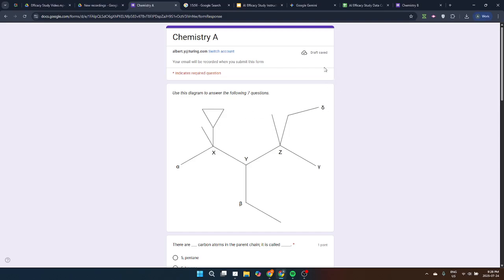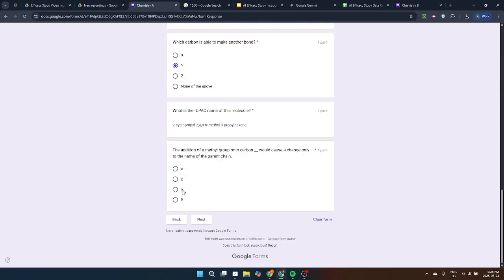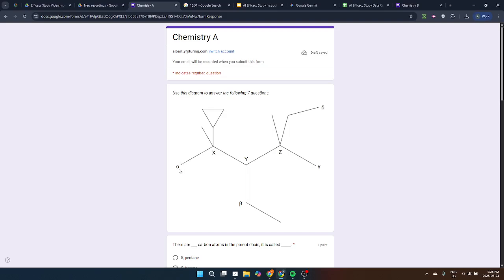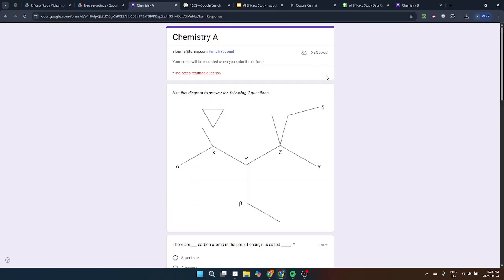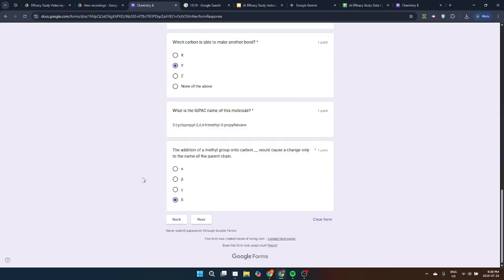I think it would be delta, because if you change it on alpha, then it becomes a question of which one is the first carbon, and that could change the entire name of the molecule with the direction. But I think it should be delta because a methyl group on delta just lengthens the chain, keeps the same naming convention because alpha is still here, and you just call it heptane instead of hexane.